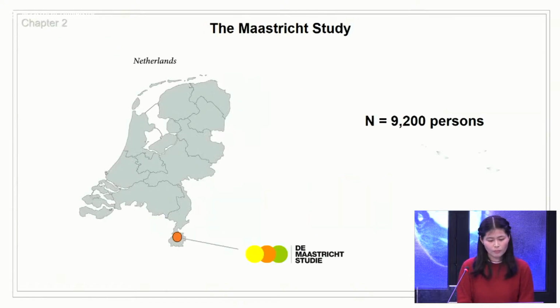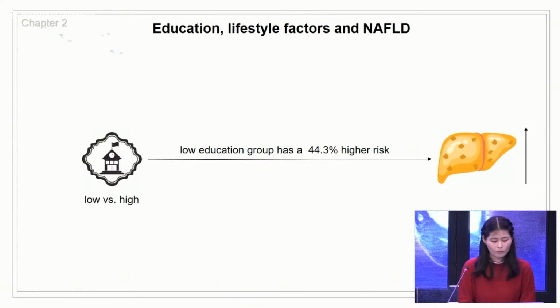We used the data from the Maastricht Study to examine the association between education and NAFLD. The Maastricht Study is a population-based cohort study with oversampling of type 2 diabetes patients in southern Limburg. Now it recruits almost 9,200 individuals. We found that compared with individuals with high education, individuals with low education have an almost 44% higher NAFLD risk. And the effect of education on NAFLD was through the following factors.